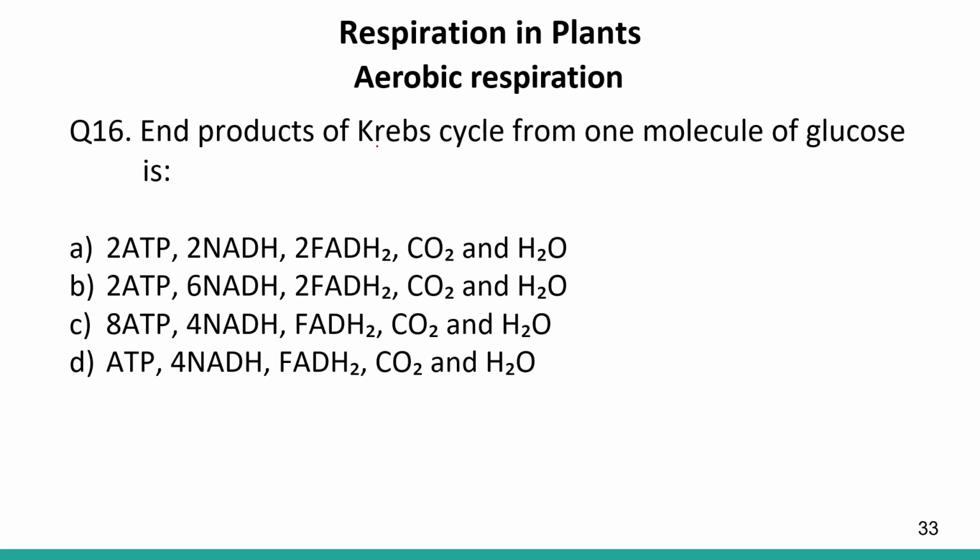The next question is, end products of Krebs cycle from one molecule of glucose is. They're talking about the end products of Krebs cycle. This is a similar type of question, we have already done that. Per cycle, 1 GTP is produced, and 1 GTP corresponds to 1 ATP. 3 NADH are produced. And 1 FADH2 is formed. Some other byproducts are carbon dioxide and water. This is produced in a single cycle.